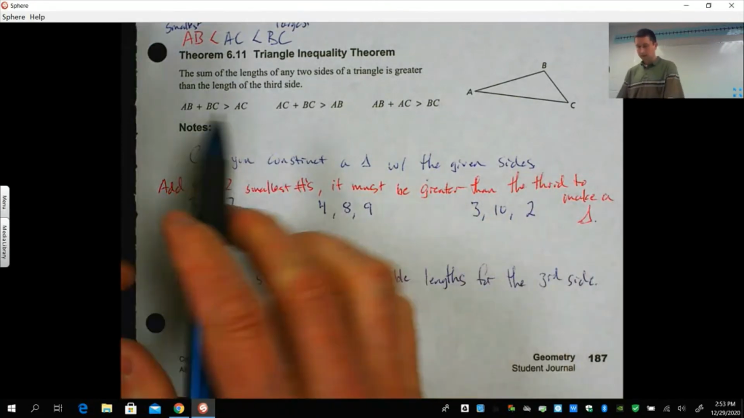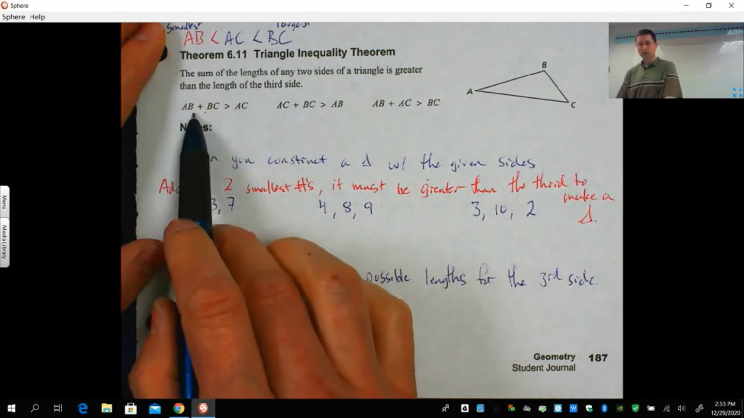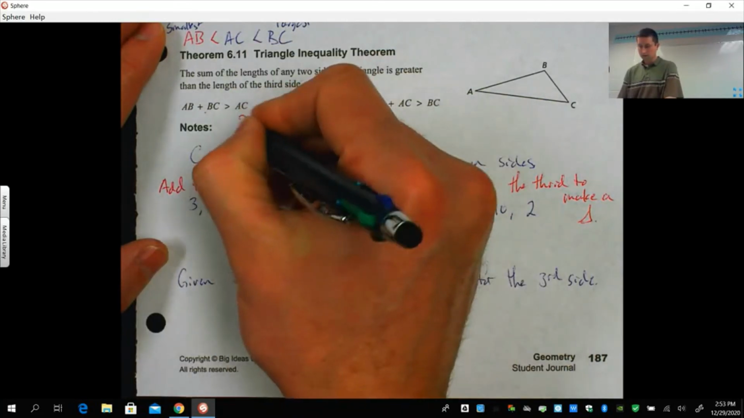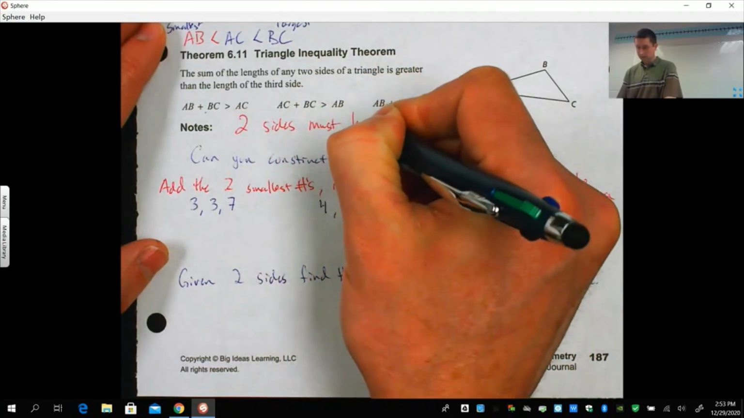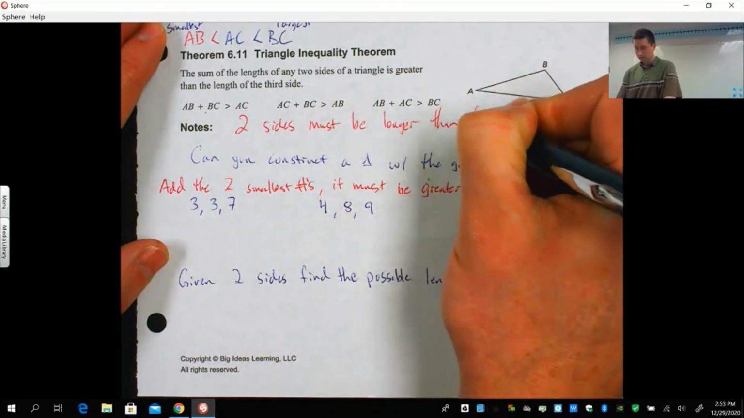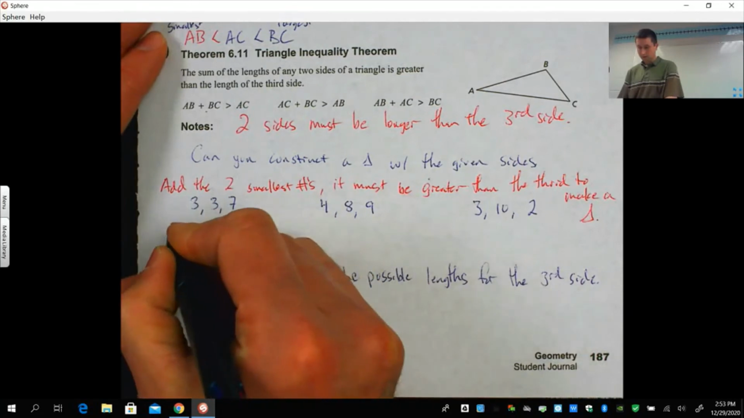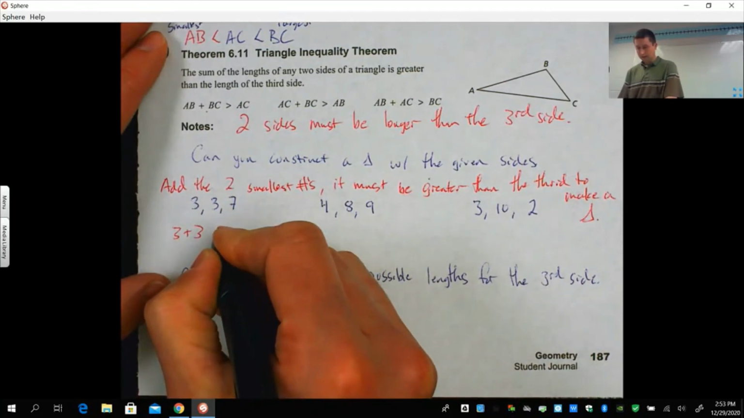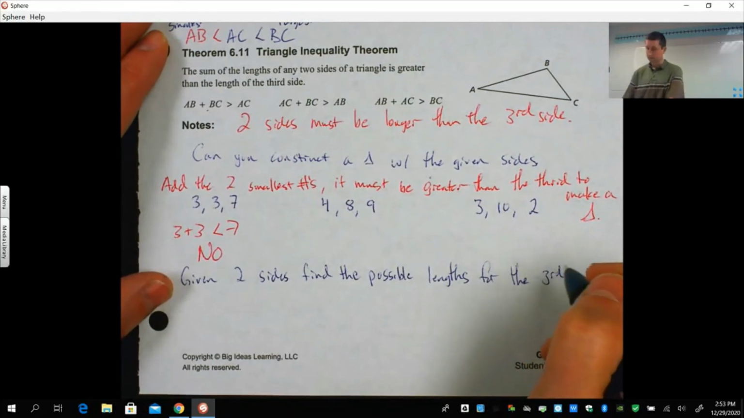Okay, that's what we're talking about here. AB plus BC has to be greater than the third side. Two sides have to be greater than the third side. So two sides must be longer than the third side. So 3 plus 3 is less than 7, so that's a no.